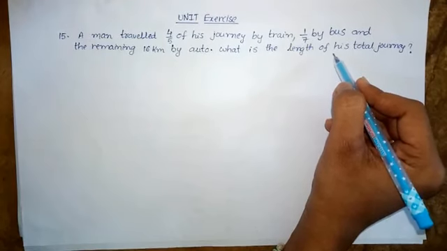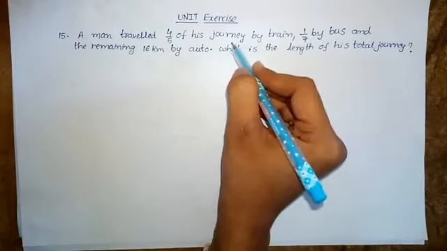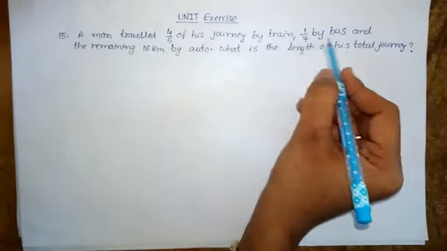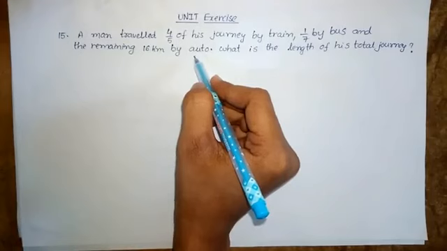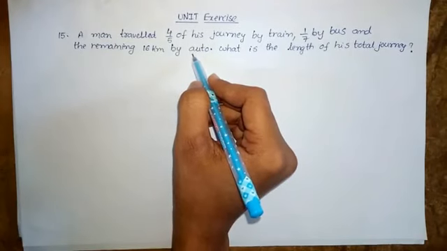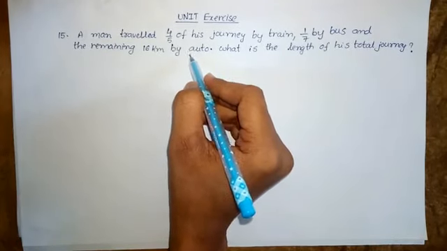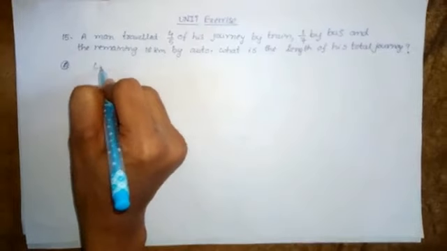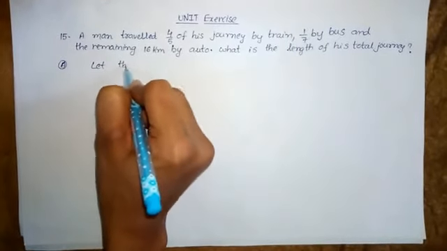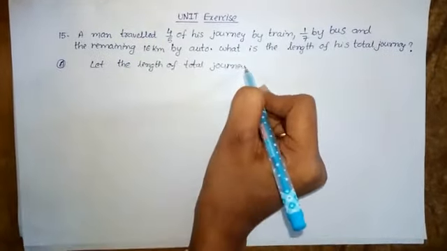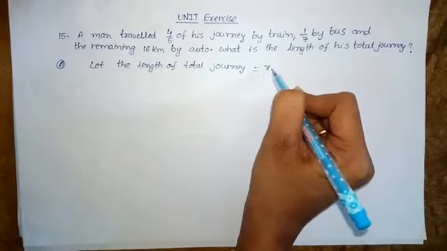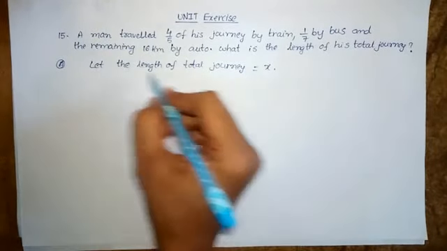The total journey involves 3 journeys. That is the journey of train, the journey of bus and the journey of auto. So first consider the total length of the journey is x kilometers. So let the length of the total journey be equal to x.